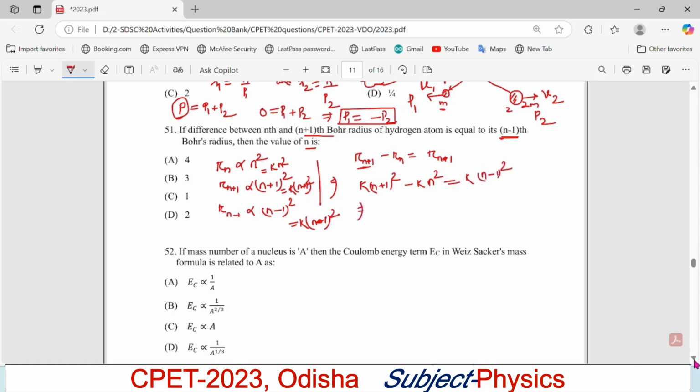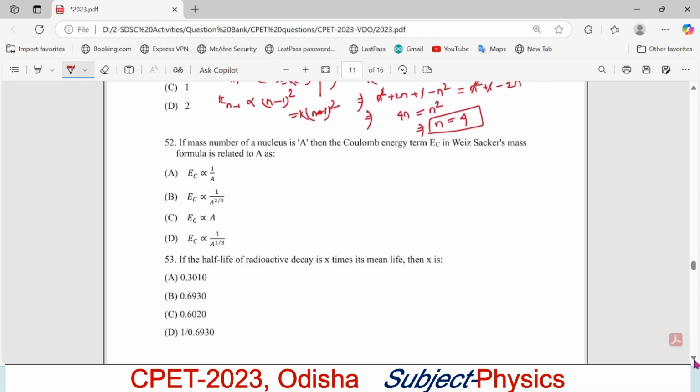That implies k cancels out on both sides. Here we got n square plus 2n plus 1 minus n square is equal to n square plus 1 minus 2n. That implies n square plus 1 got cancelled, 2n moved to the LHS, so it will be 4n equal to n square, right? That implies n is equal to 4. So option A is the correct answer.